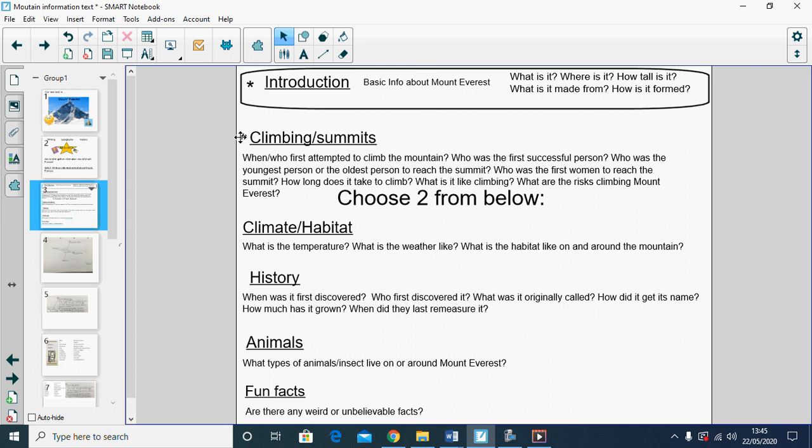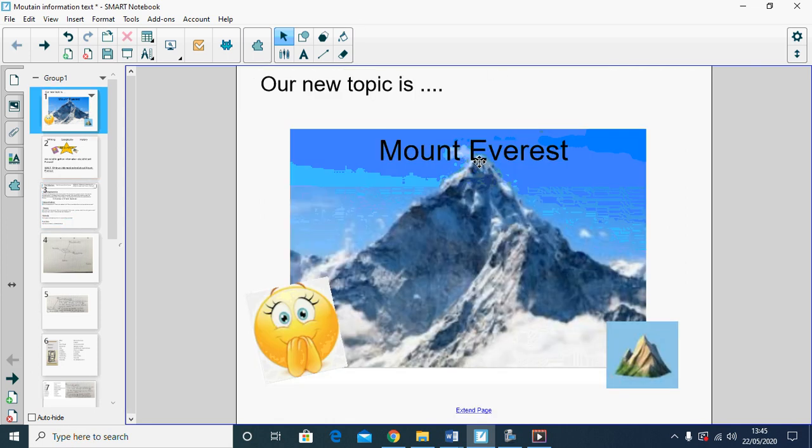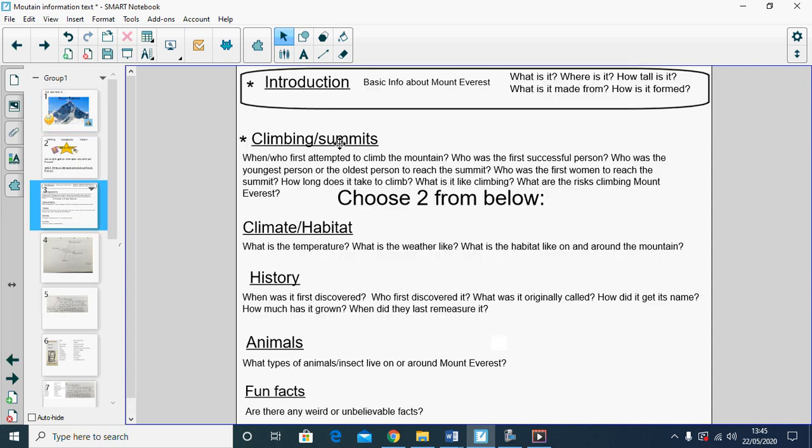And then the other non-negotiable that you need to research and include in your information text is about climbing it and the summit. And the summit is just a posh word for the top of the mountain, the very top bit there. Okay? So when you're researching, you could find out who was the first person that climbed it, the youngest person, the oldest person, how long does it take to climb, what are the risks in climbing it. Okay, and there's lots of information on that. And you are all having to research about climbing because we're going to need it as our narrative continues. That's just a little bit of a clue about what we could be doing in the future.